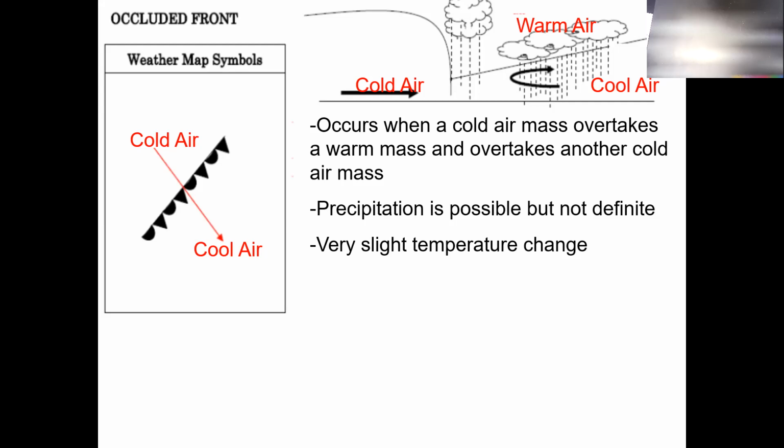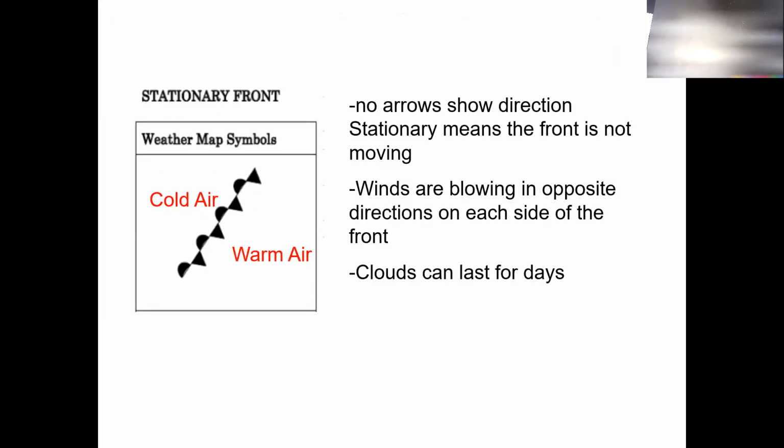Everybody good? All right, and the last one, like I said, also, stationary, I didn't even include a picture here. So stationary front, you can just put right under where it says stationary. And we're on page 40. There is no picture, so you only have these 3 bullets. Stationary, based on its name, stationary. It's not moving. So there's no arrows to show direction.